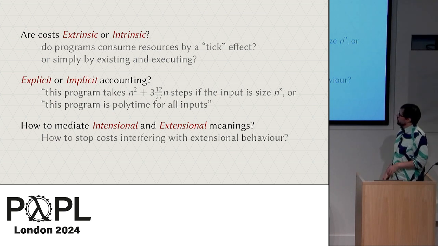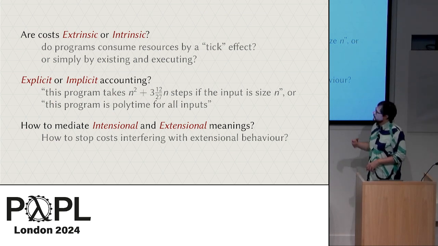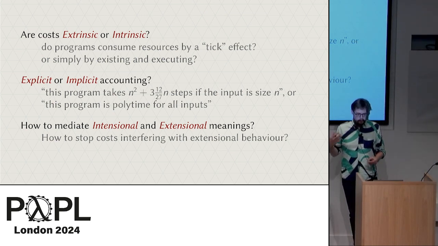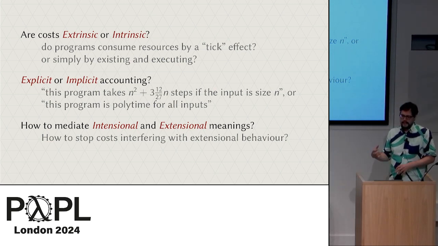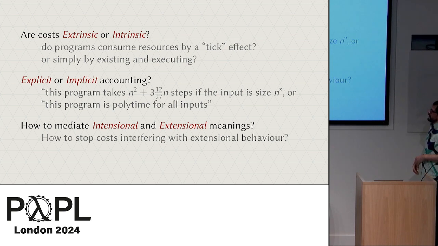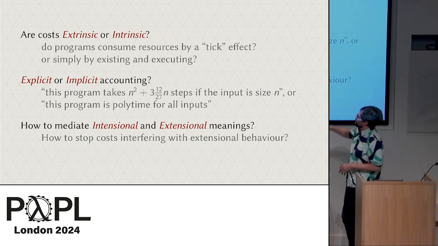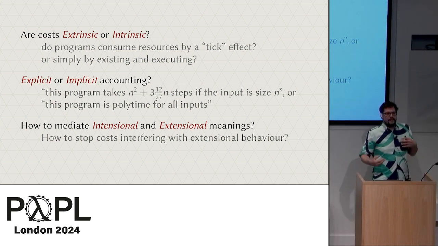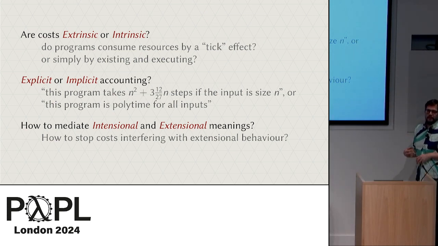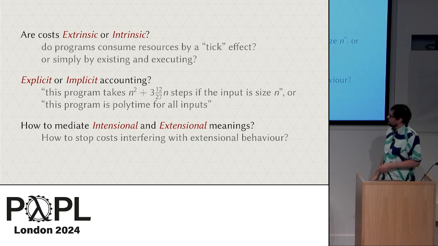And another important thing that comes up when doing this within a theory which combines the programming and the proof is, how do we mediate between the intensional and extensional meaning? So how do we stop the costs interfering with the behavior? If you naively do the thing with the tick effect, then you can end up making the program depend on how long it's run so far. And there's a really clever way of doing that in the calf and decaf work to stop that happening.